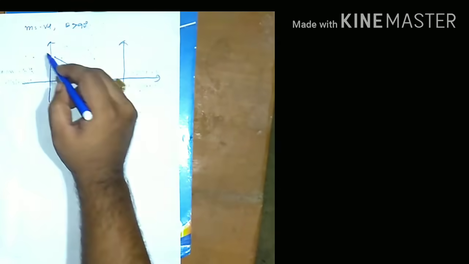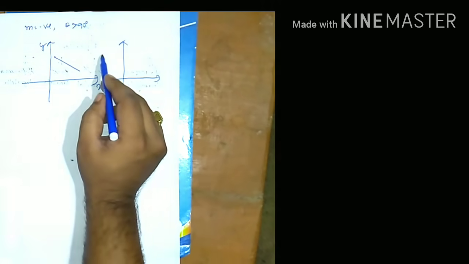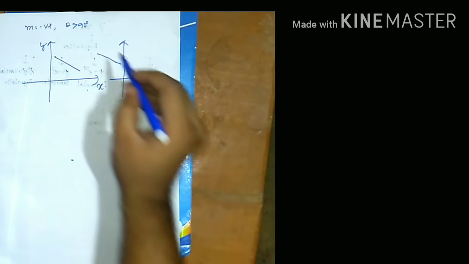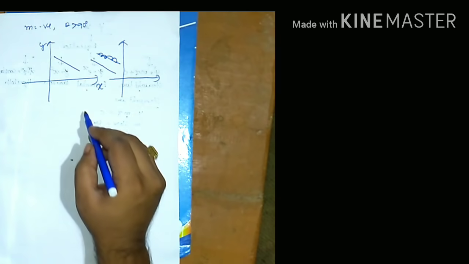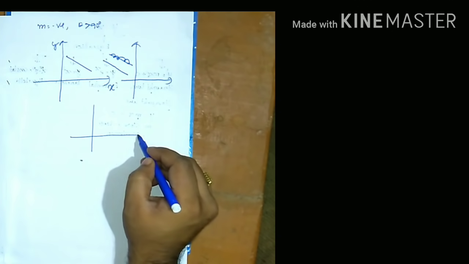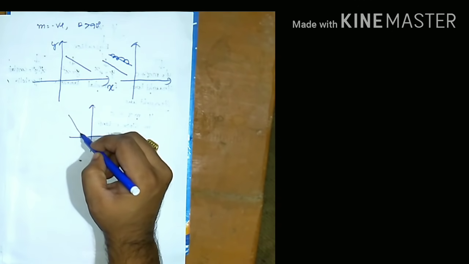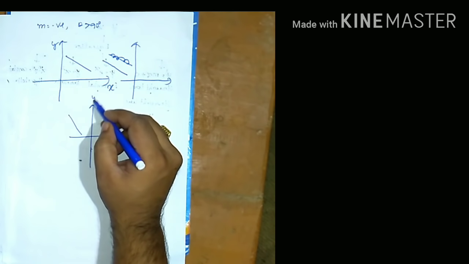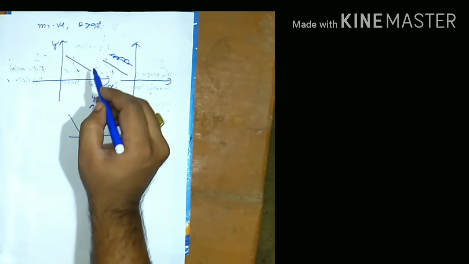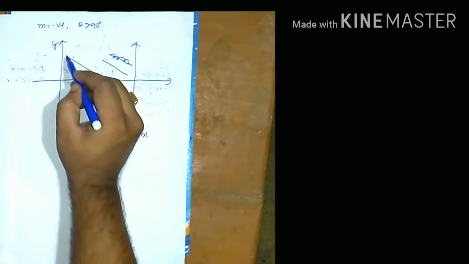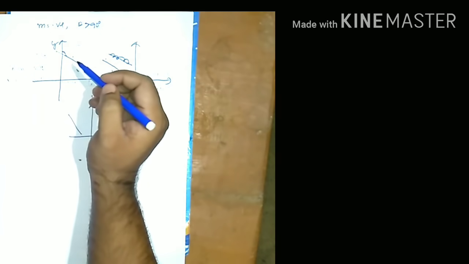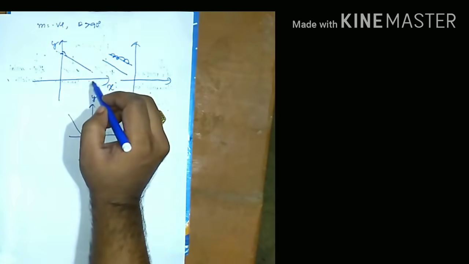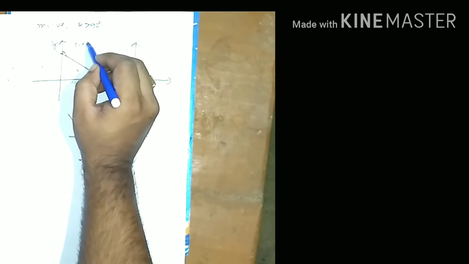What are the types of graph you can have? Y and x like this, or let's put it from this side like this. We can have another also like this. Now what is the difference between all these cases? The difference is that this one is intersecting the y-axis at the positive side. At positive means c is positive.